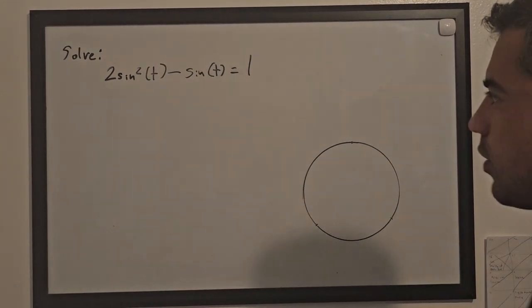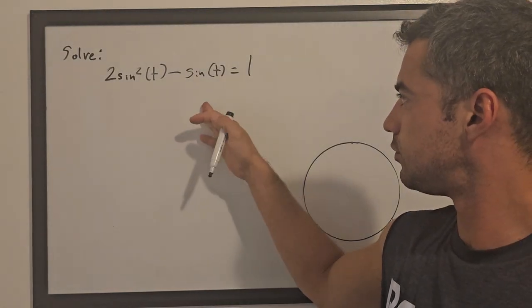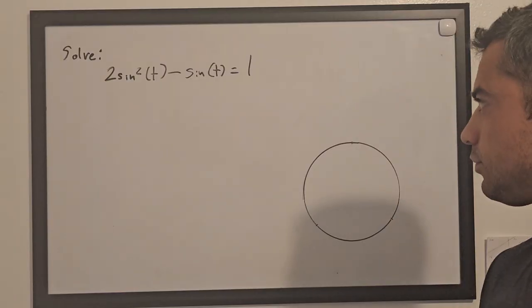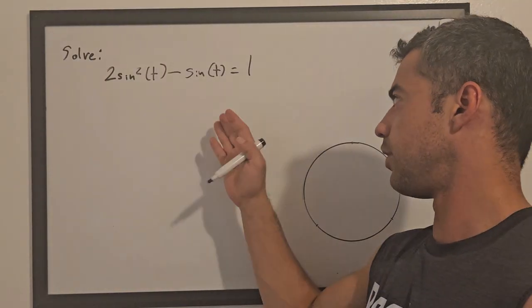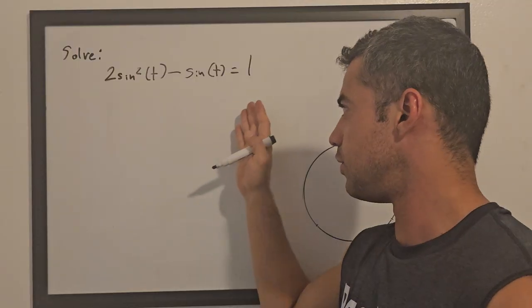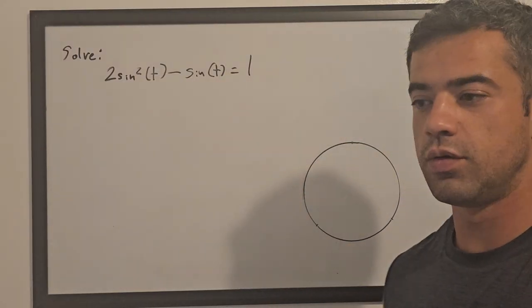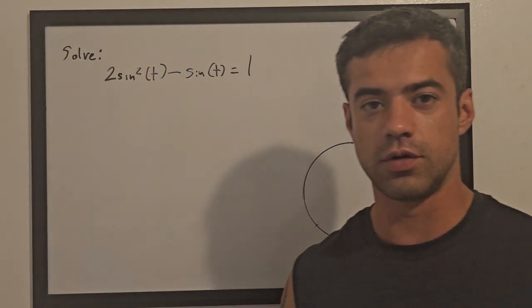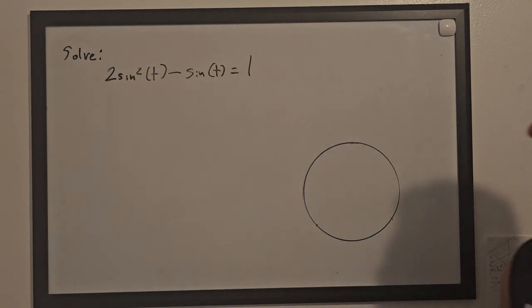Hello there. Today we're going to be solving the following expression, the equation, because there's an equal sign there. And I know this looks like something to do with the Bible because there's a cross there and there's like sin, but no, it's actually a reference to some angle of a circle. So that's why there's a circle here. We'll get to that later.